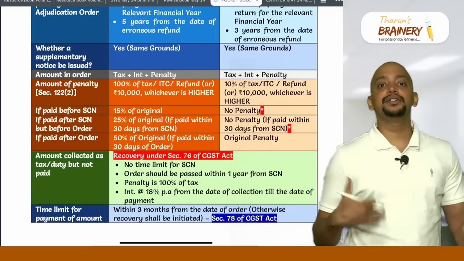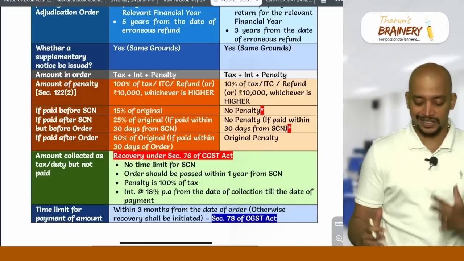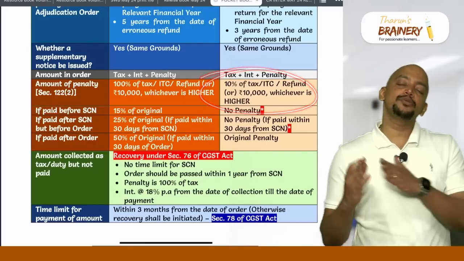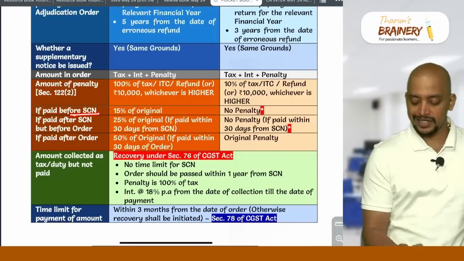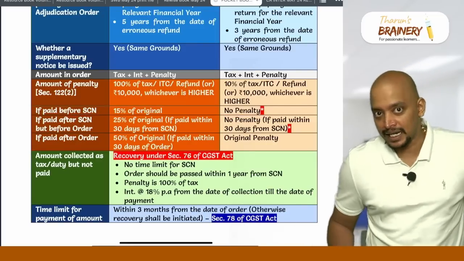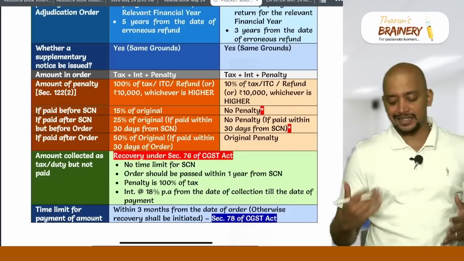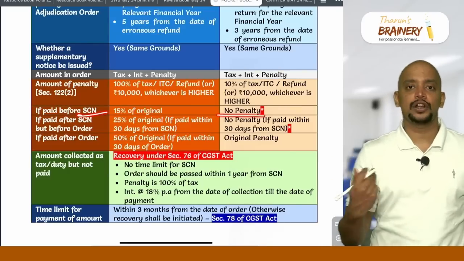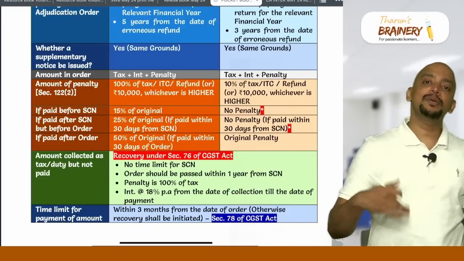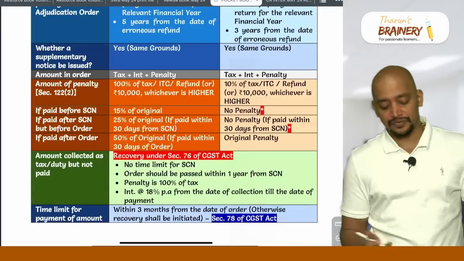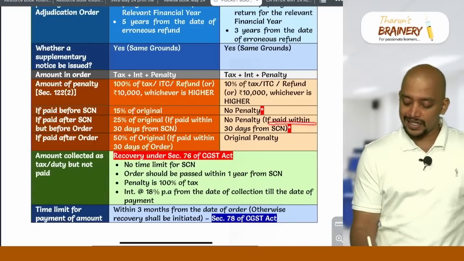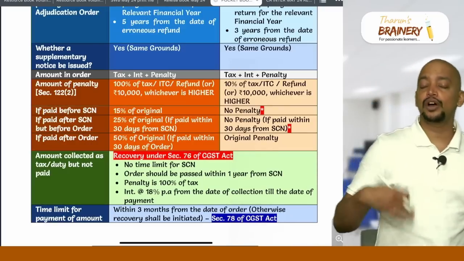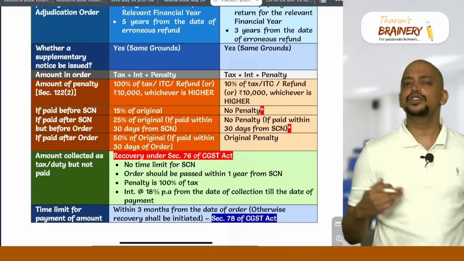And here we have some discount with respect to payment of penalty. What is the discount? Suppose if it is 73 penalty you take, so this is the penalty. But if you pay the tax and interest before show cause notice, then in that case you don't have to pay any penalty. So completely it is waived off. If you pay the tax and interest within 30 days after show cause notice also, you don't have to pay the penalty. Suppose if you make the payment beyond 30 days from the show cause notice, you need to pay the regular penalty.